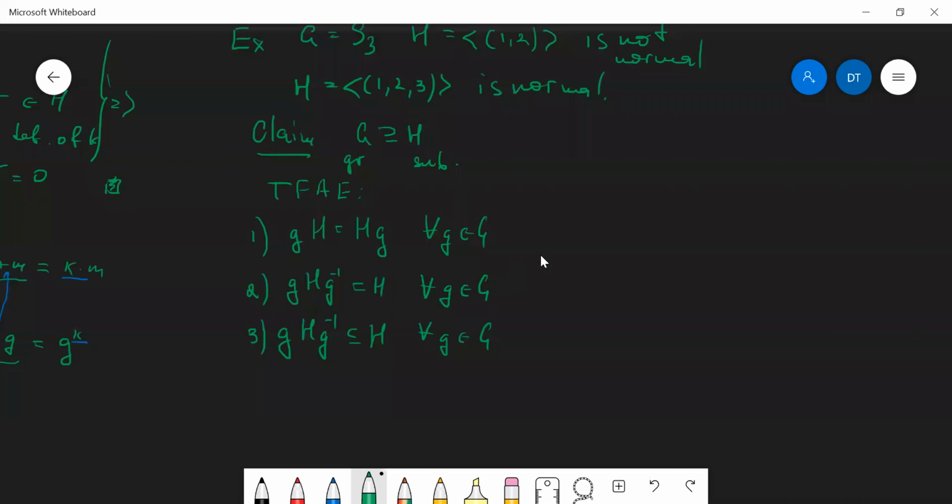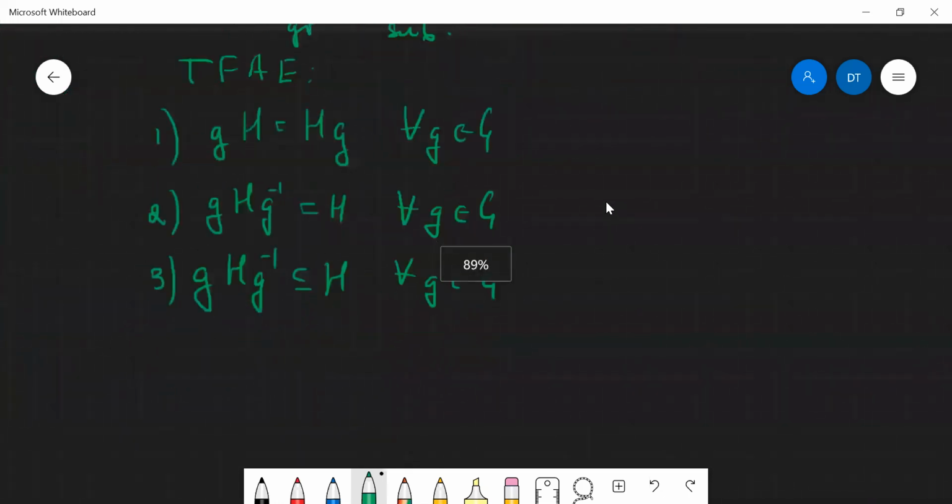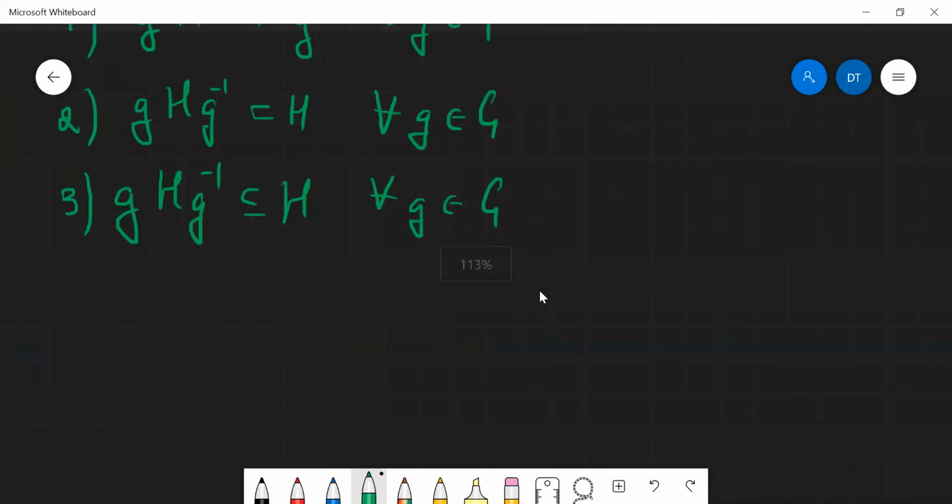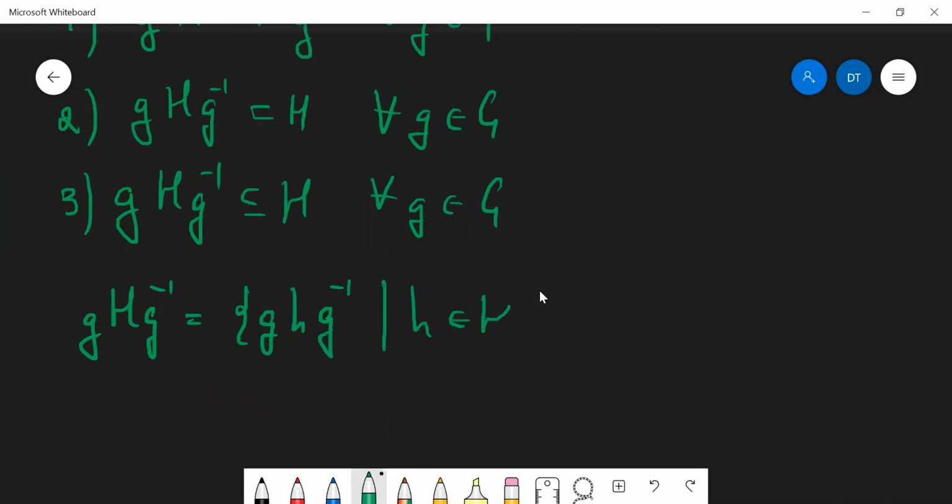What is gHg to the power of -1? Okay, so let me write it down here. gHg^{-1} means the set of all elements of the form ghg^{-1}, where h is inside H. Just by analogy, if you want to multiply a set by some element, you just multiply each element of the set by this element. And since here we want to multiply on the left and on the right, you just multiply each element of your subgroup H on the left and on the right at the same time.